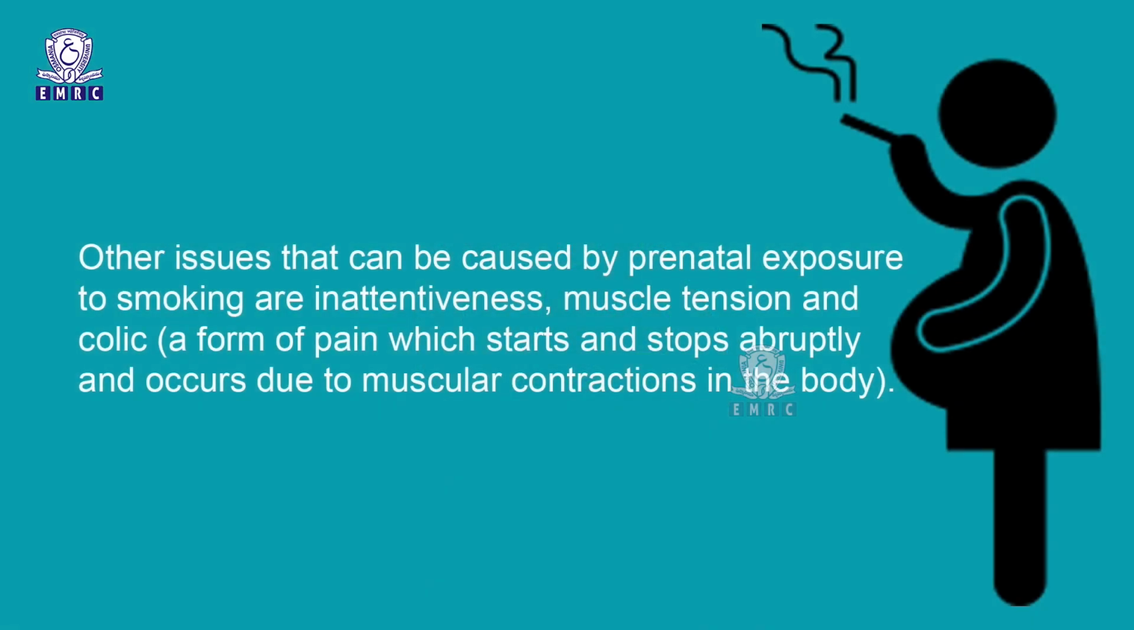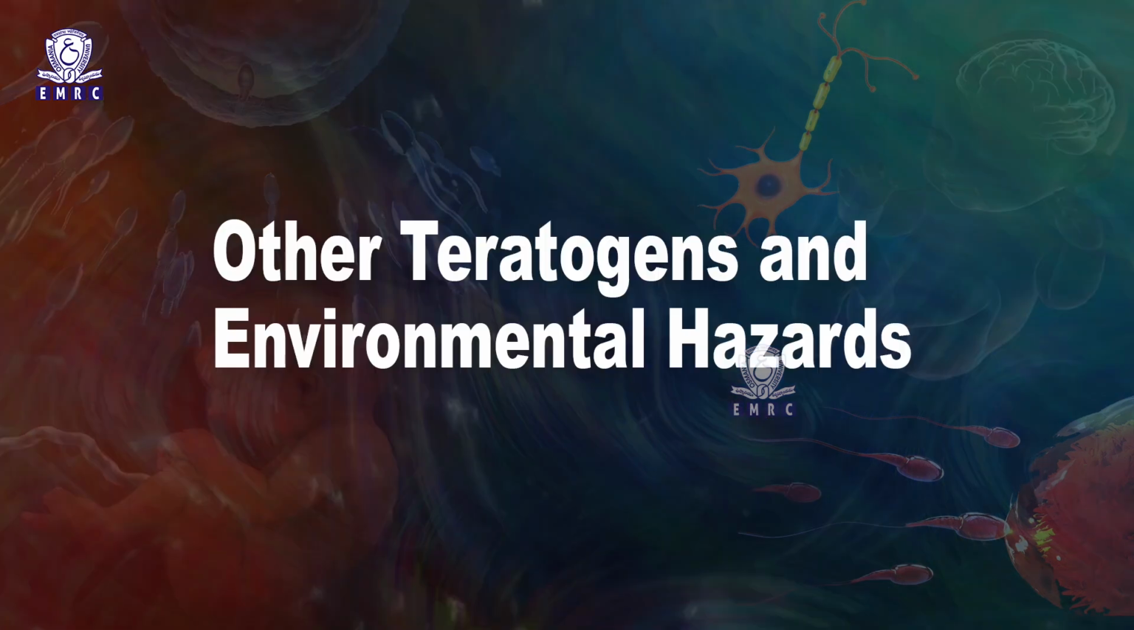Other issues that can be caused by prenatal exposure to smoking are inattentiveness, muscle tension, and colic, a form of pain which starts and stops abruptly and occurs due to muscular contractions in the body. The more a mother smokes or is exposed to second-hand smoke, the greater the risk. However, quitting, even after smoking during pregnancy, greatly reduces the risks of these problems. Let us also study other teratogens and environmental hazards.